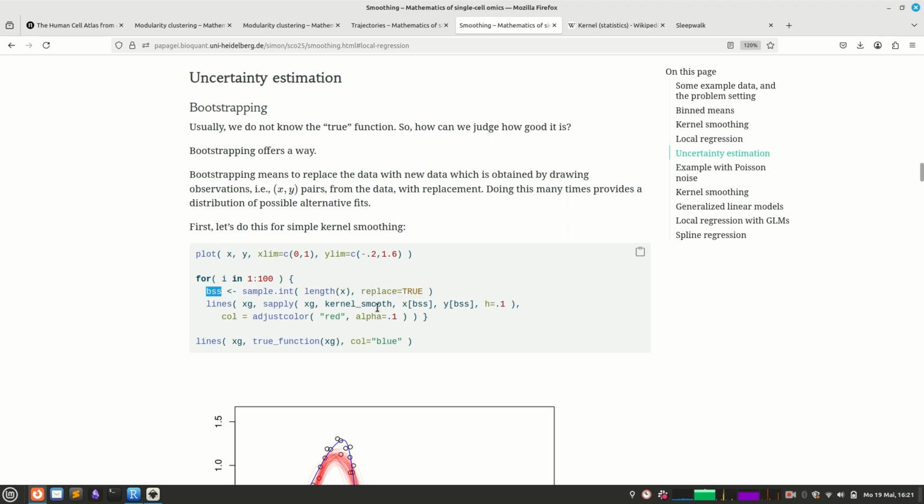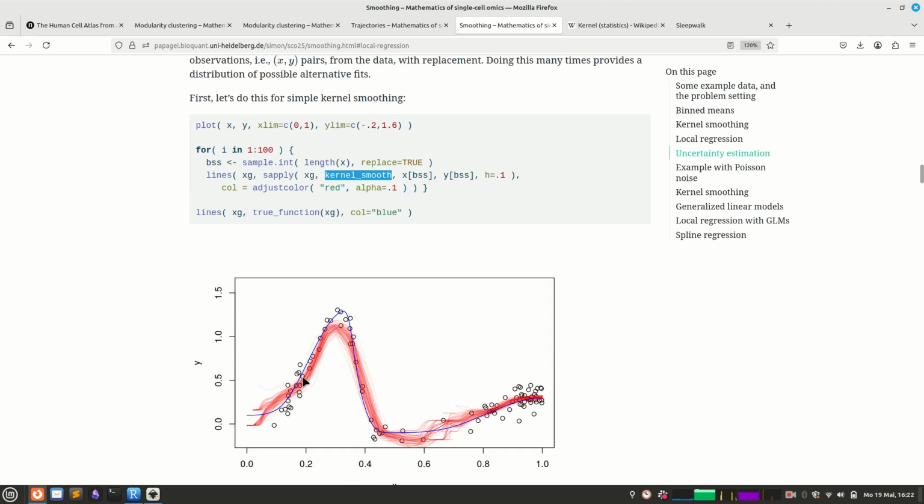And then I can do this here, which means take the values from x indexed by these indices, and here the values of y indexed by the same indices, and then I get my bootstrap sample of x and y. And I run my kernel smoother on that. If a kernel smoother now gets one data point twice or 3 times, then of course this data point will have triple weight because it appears 3 times in all the sums.